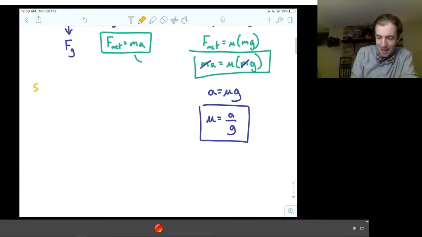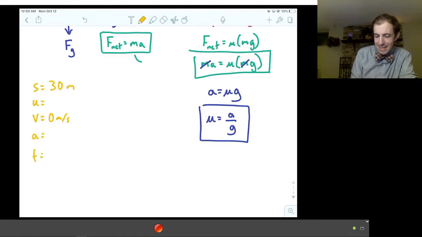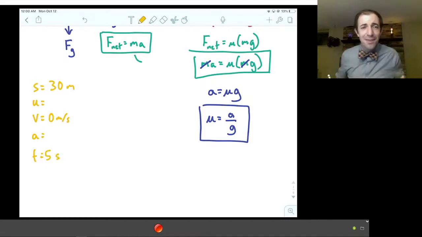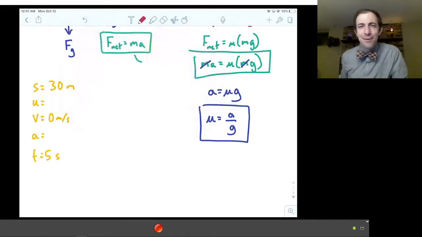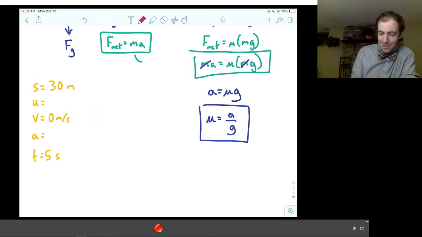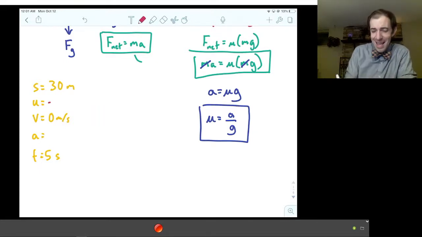I know that s is 30 meters. I don't know u. I know that v is 0 meters per second. I don't know acceleration yet, and I know that t is 5 seconds. Normally, I would try to find acceleration right away, but you'll find if you try that, there isn't an equation that doesn't use u, so you feel like you're stuck. So first, let's actually solve for u, and then use that value to help us find the acceleration.